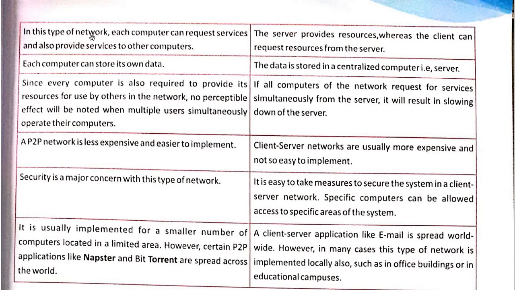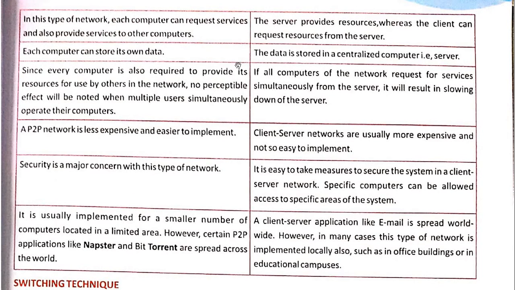Now the next one is, in this type of network each computer can request service and also provide service to the other. Means all the computers connected, they give and they all take things equally. But in client server, the server provides every time, but the server does not ask the client to provide, whereas the client can request the resource from the server. For example, when you use the internet, you do not give something to the server, but the server provides you all the things you require.